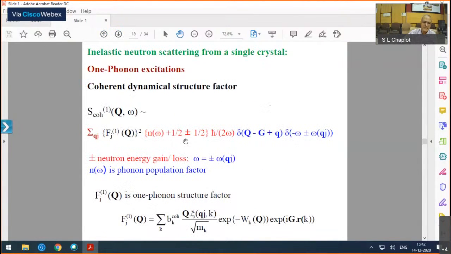See, this term here, as I said the other day, this is when the neutron loses energy and you create a phonon. In that case, the probability of scattering is proportional to n plus 1. This should have been plus for the neutron energy loss. I'm sorry, that's a small mistake here. Plus is for neutron energy loss.